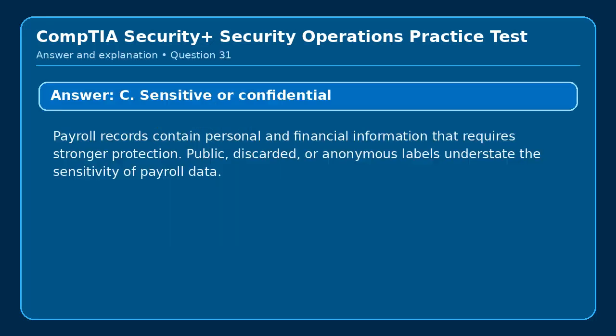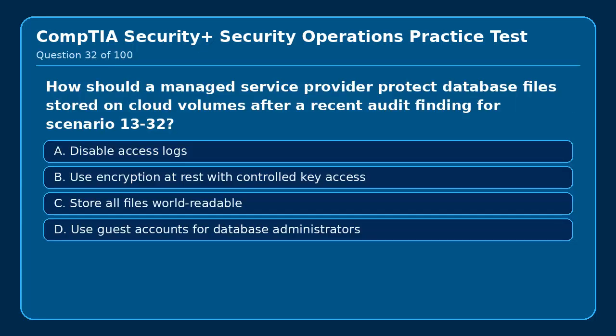The answer is B. Use encryption at rest with controlled key access. Encryption at rest protects stored data if media or snapshots are exposed, while key access controls limit use. World readable files, no logs, and guest administration weaken confidentiality and accountability.